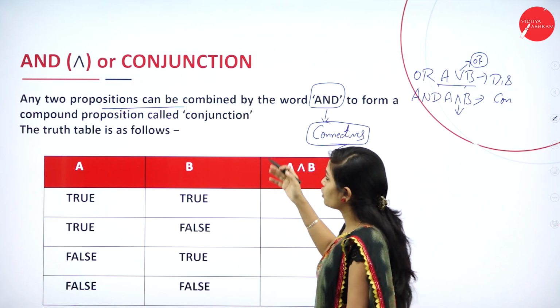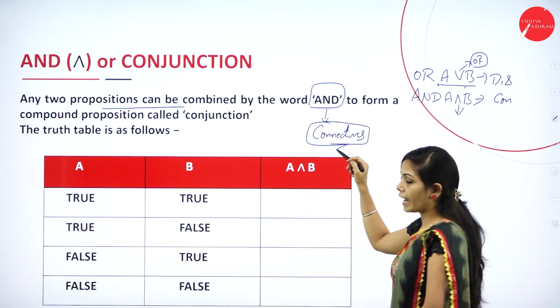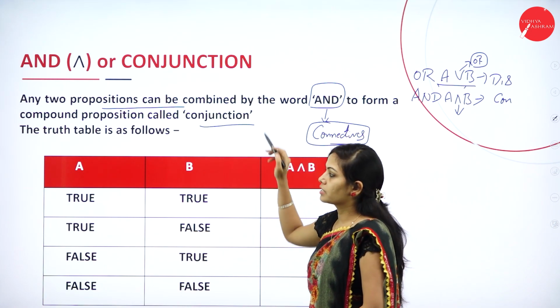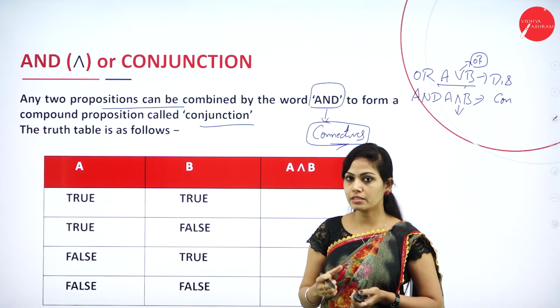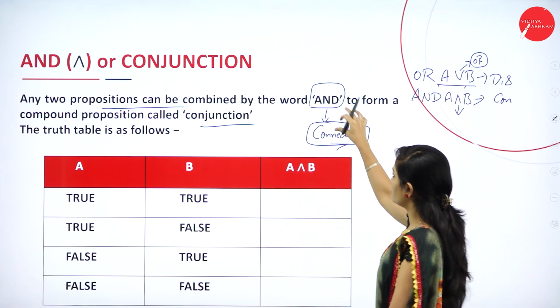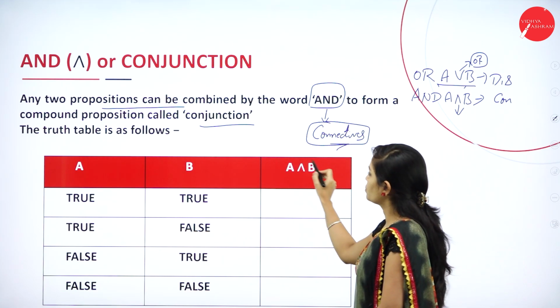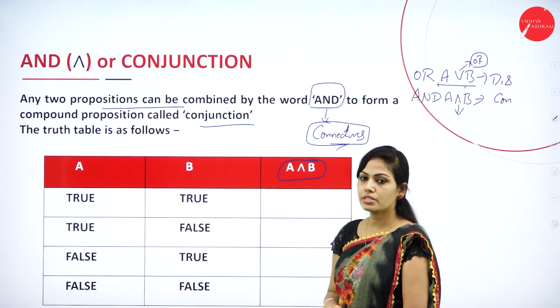So what is the definition of conjunction? Any two propositions can be combined by the word AND to form a compound proposition called conjunction. So here we are using two statements for getting one statement, with the AND connective, AND operator. This is your symbol for representing the AND operator or conjunction statement.